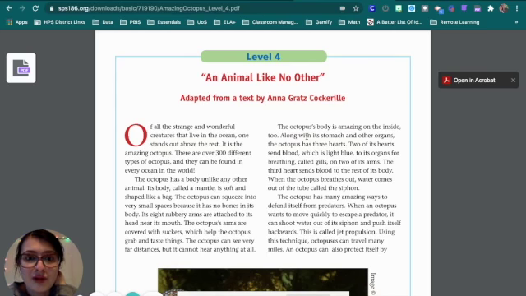2 of its hearts send blood, which is light blue, to its organs for breathing, called gills, on 2 of its arms. The 3rd heart sends blood to the rest of the body.